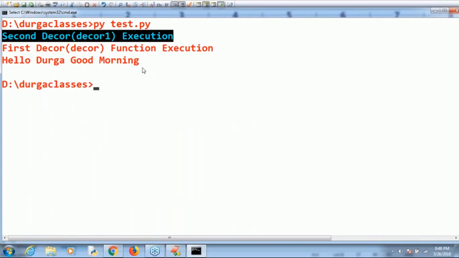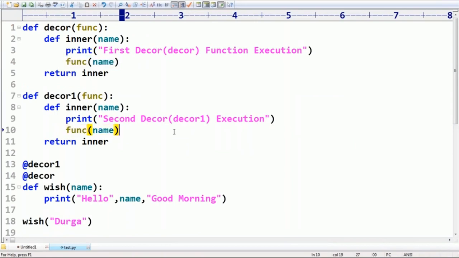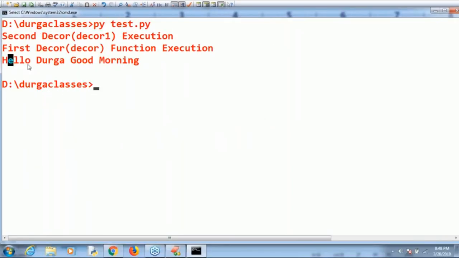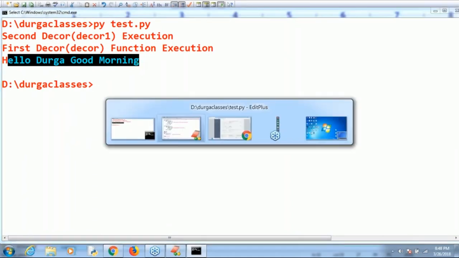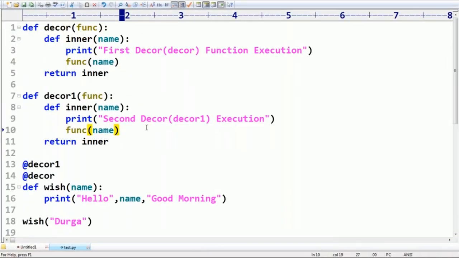Observe that. There is one more observation you should be aware of. How many times did which method get executed? Only once. Remember that. Which method got executed, and how many times? Only once. What is the reason for that? Can you please observe?